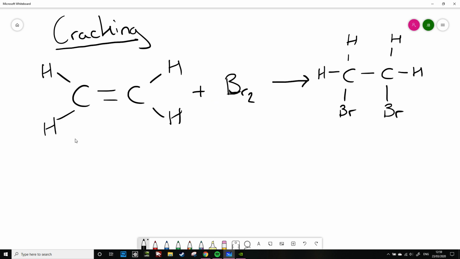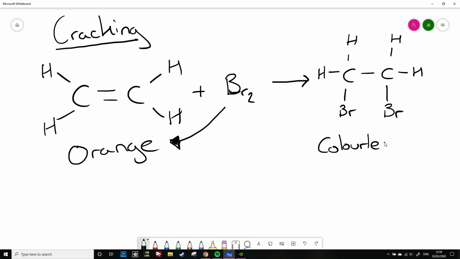So the reason is we go from orange on this side. This is the orange part. Bromine gives us a lovely orange colour, and then once it's like this, it's colourless. And that change from orange to colourless shows us we have an alkene with that double bond present.